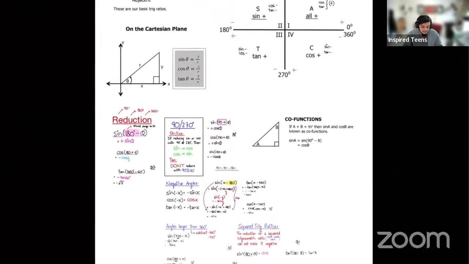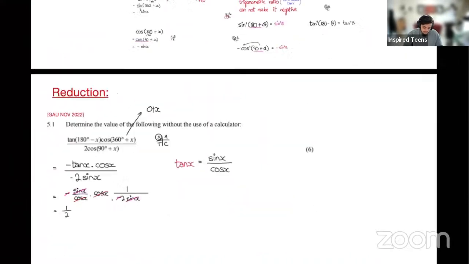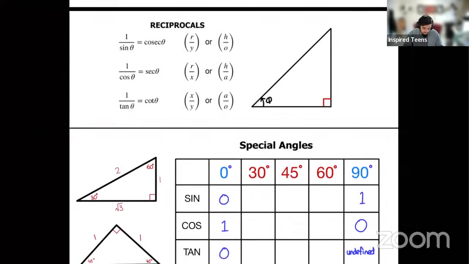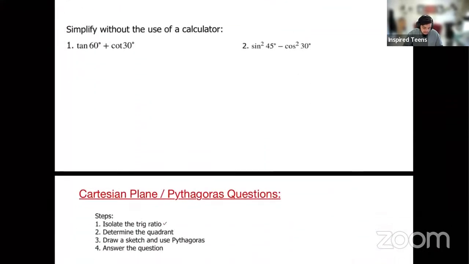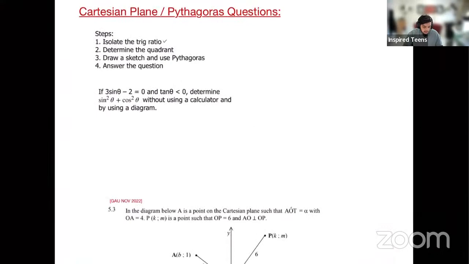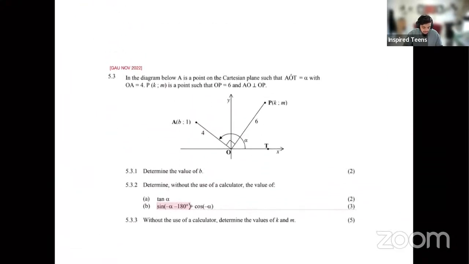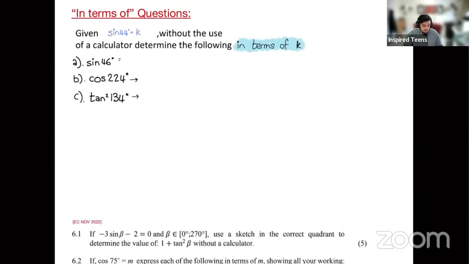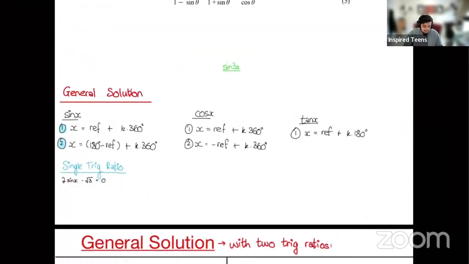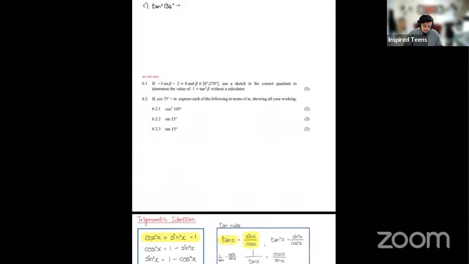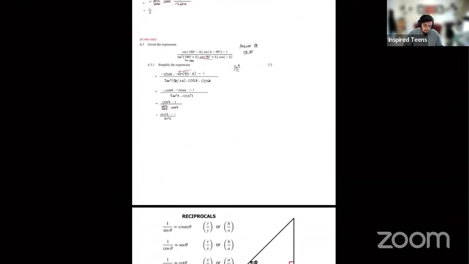I hope you understand reduction well, or better, or for the first time. Next week, we shall continue with reciprocals, special angles, just some basic revision still, then move on to Cartesian plane questions, probably ending there next week. And the following week, we'll do in terms of questions, and then get to trig identities, general solution, and all that good stuff.